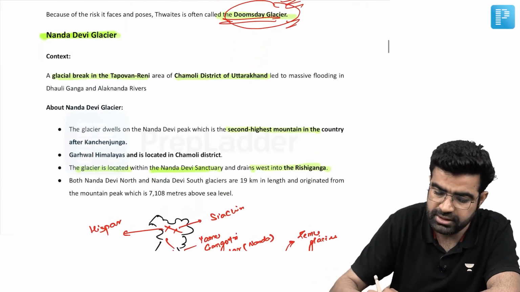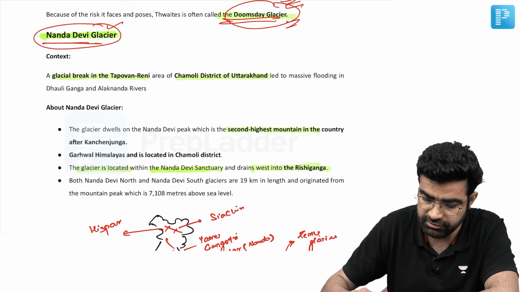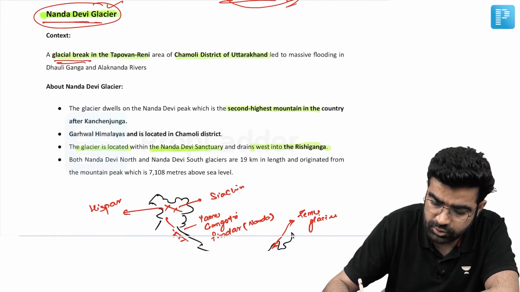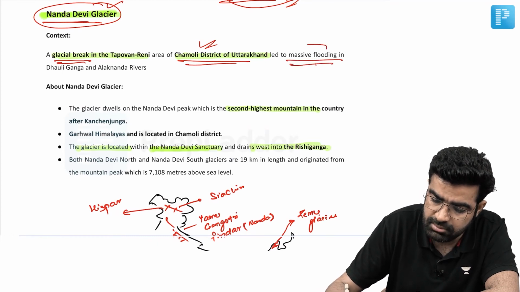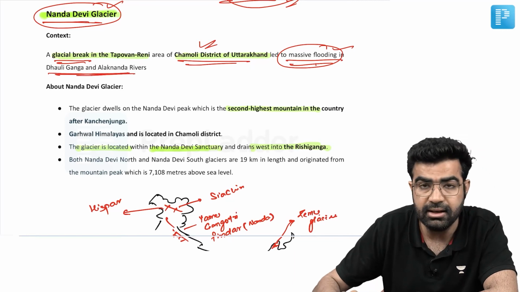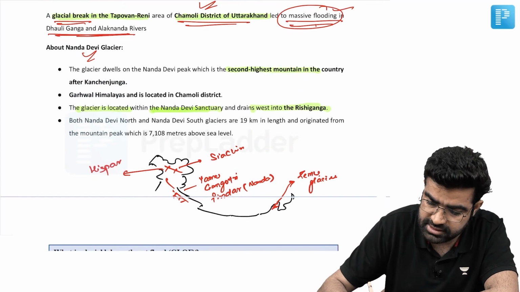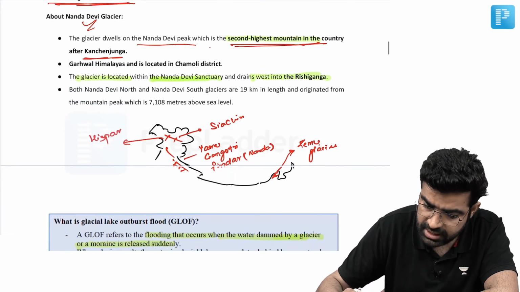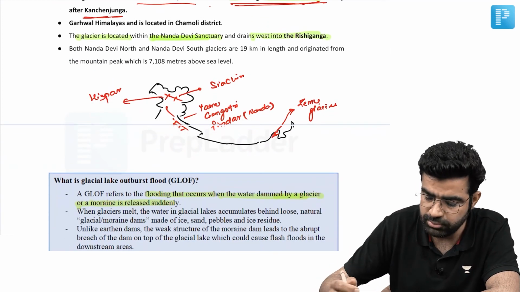Now, if we talk about the glaciers in India, this was also in the news: Nanda Devi Glacier. Because of a glacial break in some regions of Uttarakhand, in the Chamoli district, we have seen massive flooding in the Dhauli Ganga and Alaknanda rivers. Now, Nanda Devi is the second highest mountain in the country after Kanchenjunga.